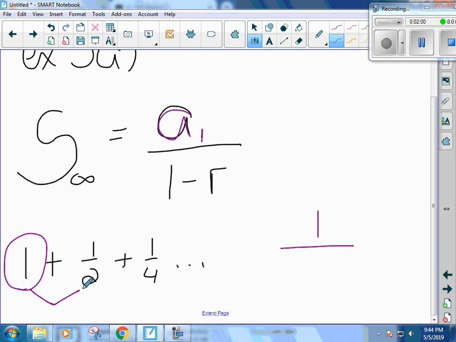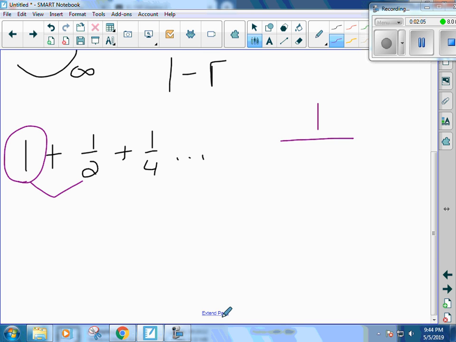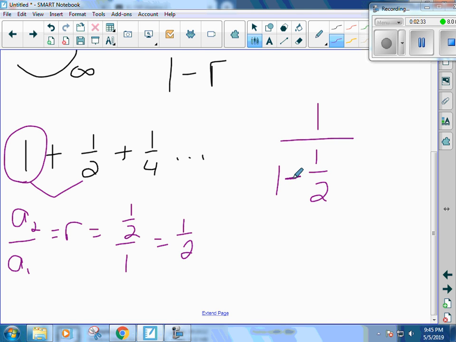My ratio, what do I multiply to get from one number to the next? You would take the second term, if you can't tell right away, because they're not always going to be this obvious, take the second divided by the first, and that will give you what your ratio is. So 1/2 divided by 1 is 1/2. Okay, so 1 divided by 1 minus r. 1 minus 1/2 is still 1/2.